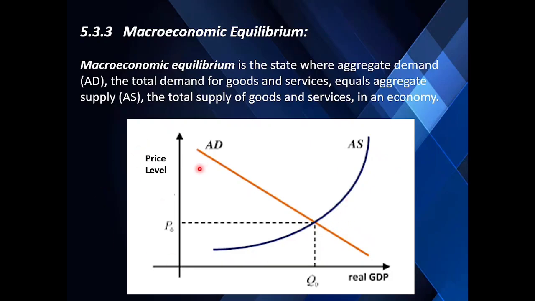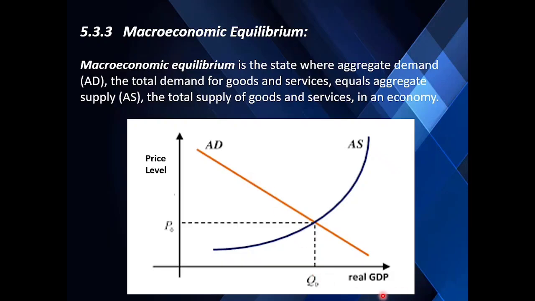The price level refers to the average of all prices in the economy. It is not about one product like rice or petrol, but rather the overall cost of goods and services. Economists measure this with indices like the consumer price index and the GDP deflator. Changes in the price level tell us whether the economy is experiencing inflation, deflation, or price stability.